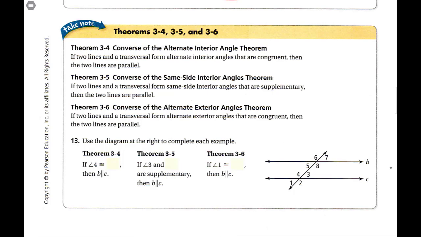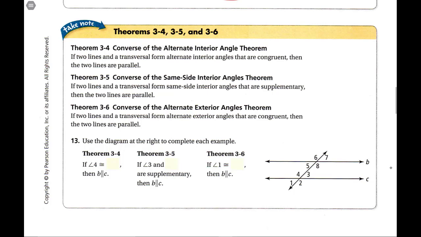Same thing with theorem 3.5. It's the converse of the same side interior angles theorem. If two lines and a transversal form same side interior angles that are supplementary, then the two lines are parallel. And then theorem 3.6, the converse of the alternate exterior angles theorem. If two lines and a transversal form alternate exterior angles that are congruent, then the two lines are parallel.